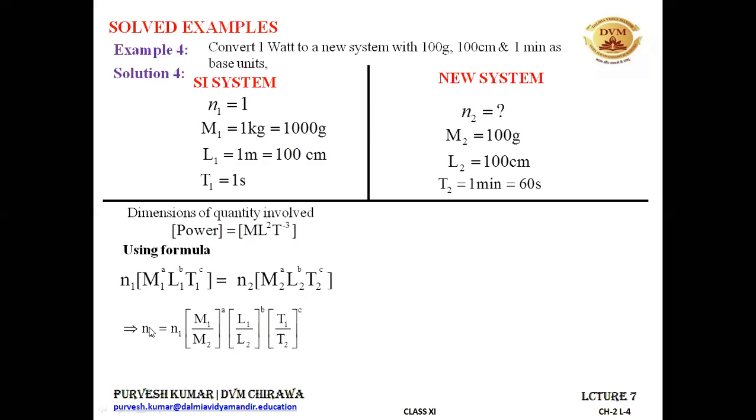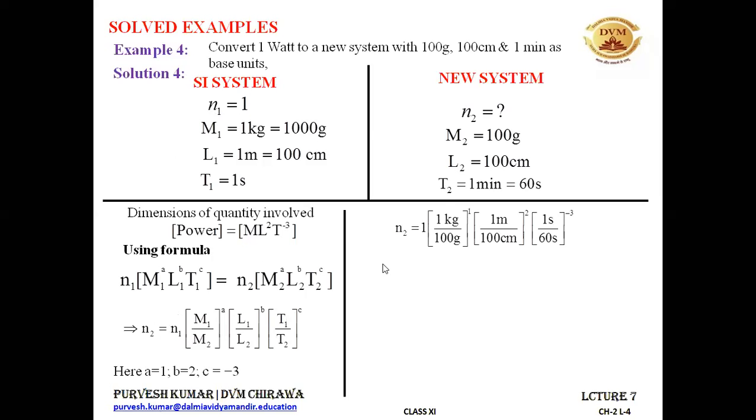We have to find the value of N2, and for that we need to write the values of M1, M2, L1, L2, T1, T2, and A, B, C. All right, so let's do that. What is M1? M1 is 1 kg. So in place of M1, I have written 1 kg. In N2, I need to find. In place of N1, I have written 1 because N1 was equal to 1.